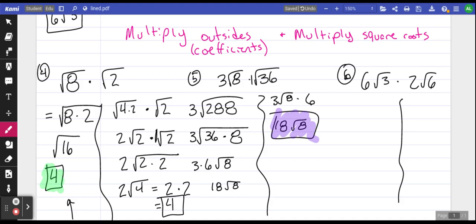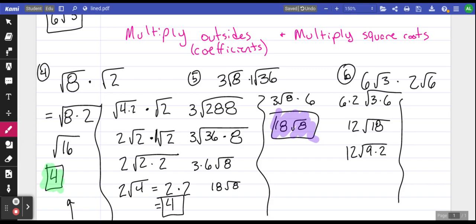Okay, I'm going to multiply my outsides. I'm going to multiply 6 times 2. And I'm multiplying my insides. I'm multiplying 3 times 6. Okay, 6 times 2, I get 12. And 3 times 6, I get 18. And I can go ahead a little further and I can simplify square root of 18. All right, I have a perfect square factor. I know that's 9 times 2.